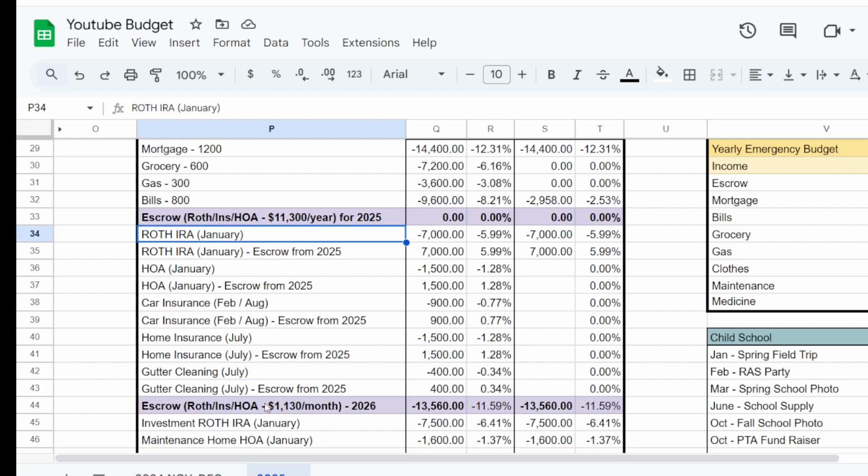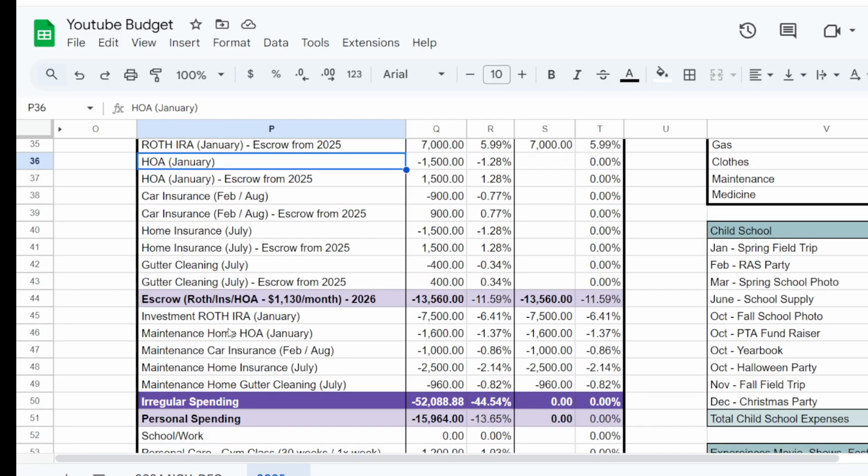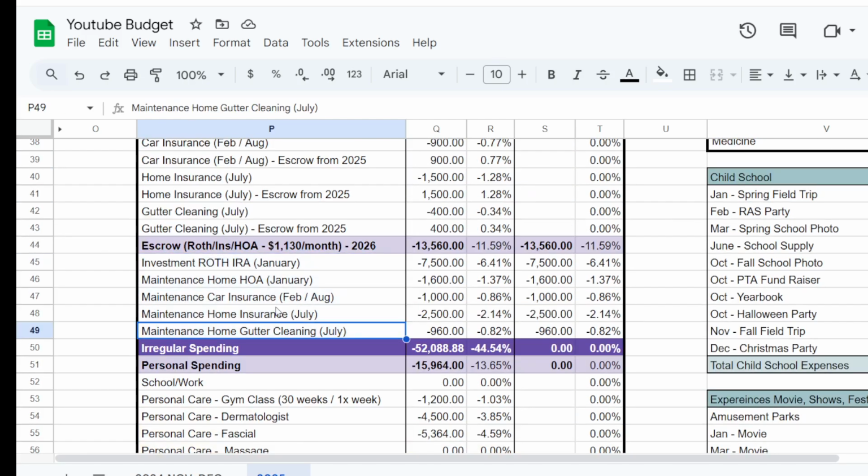Oh sorry, I was just talking about for the next year. So what I'm doing is in the year of 2025, I'm going to be saving for the next year's escrow, which is in 2026. So in 2026, I anticipate paying for these five categories, which is my Roth IRA. I anticipate it being 7,500 for the year. My HOA fees, which should be around 1,600 for the year. My car insurance, which is about 1,000 a year, and home insurance is 2,500 a year, and then my gutter cleaning.